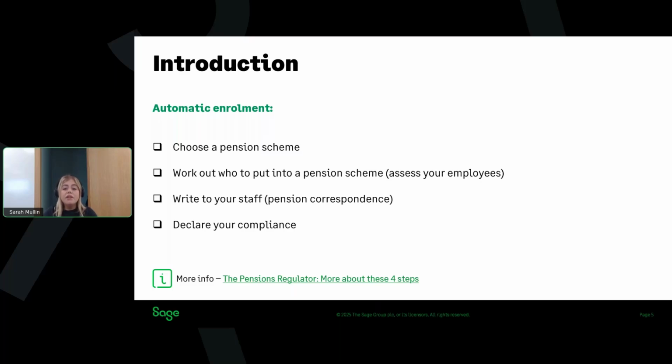And then finally, you'll need to confirm to the pension regulator that your workplace pension is compliant and that all the information you've provided is accurate. I have included a link to the pensions regulator website at the bottom of this slide for more detailed guidance on these steps. So these are the 4 main duties that you need to keep in mind as we go through today's session.